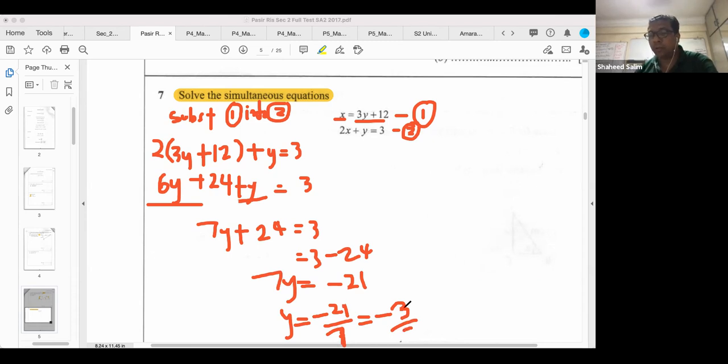Now you try to put in now. You put in the value of my negative 3 inside here, like substitute into 1 and find out what is x. Can you try?